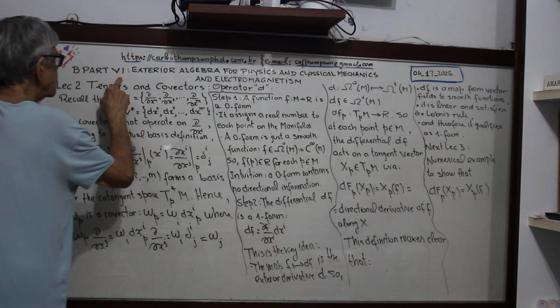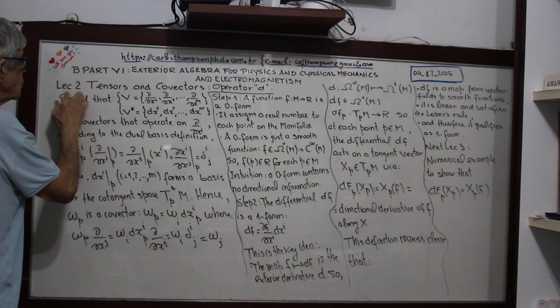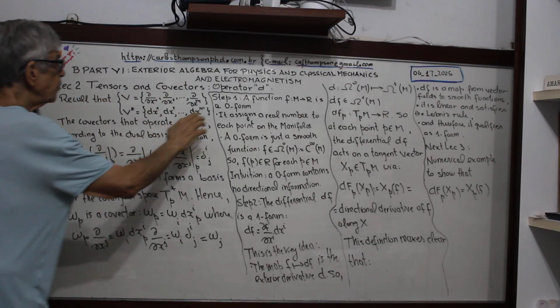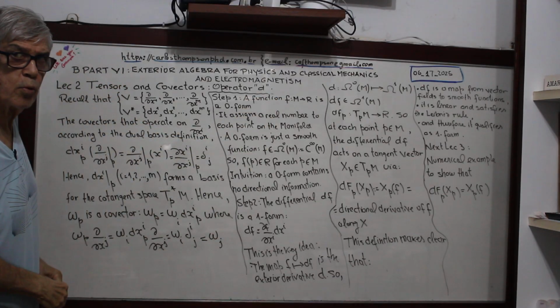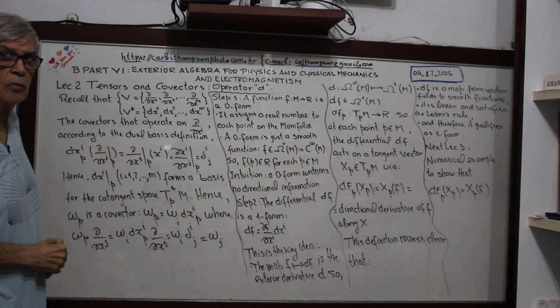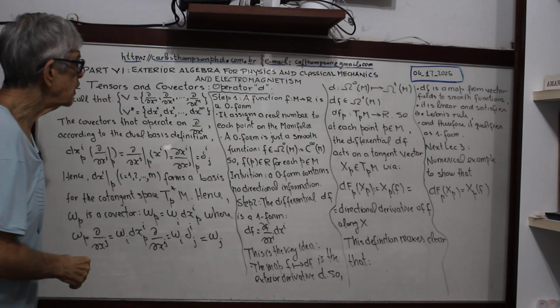B, part 6, Exterior Algebra. Okay. Now, lecture 2, Tensor and Covectors. The operator d. This operator is quite important and plays an important role in the exterior algebra.